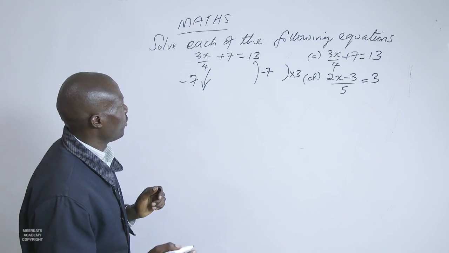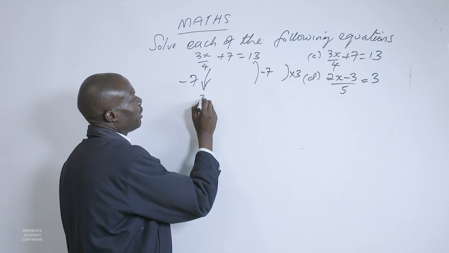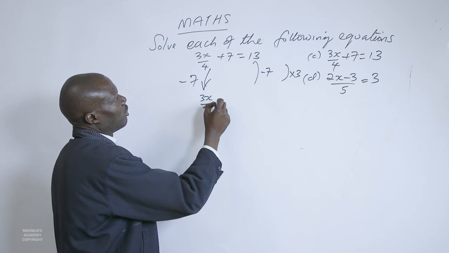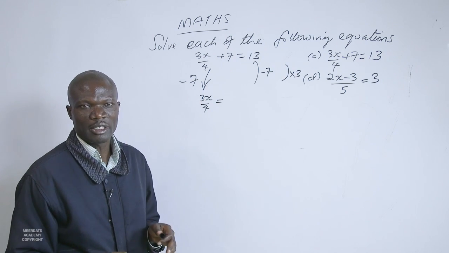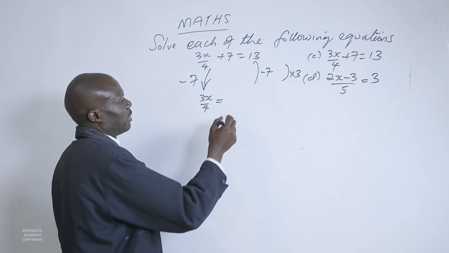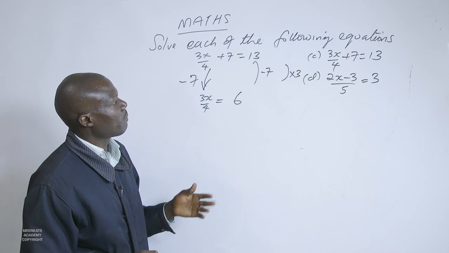If you do that, 7 minus 7 is 0. We remain with 3x over 4 equals 13 minus 7, and 13 minus 7 gives us 6.